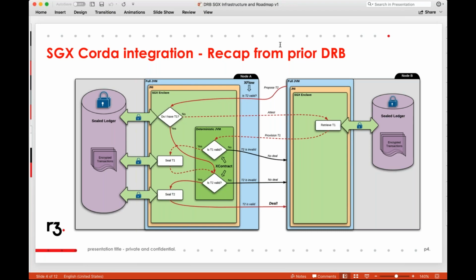At any point in time, any of these steps can fail, and then we just return to node A an opaque answer of whether T2 was valid or not. At no point does node A see T1 in the clear. So that's the basic idea of the privacy model, where we provision all transactions back and forth.